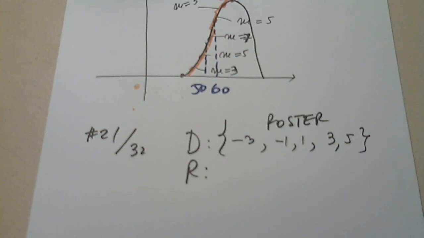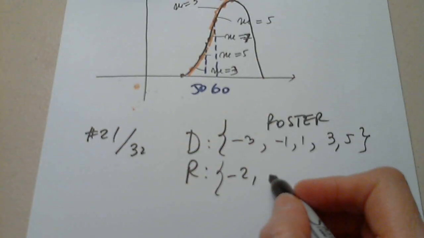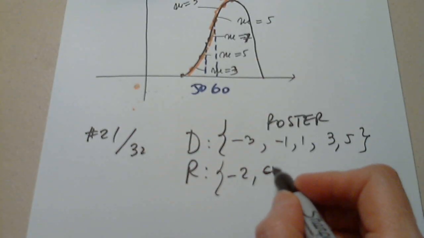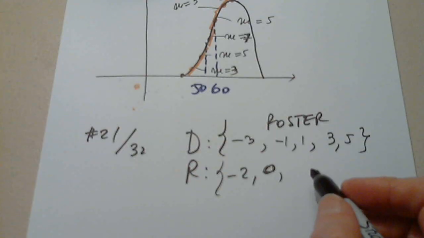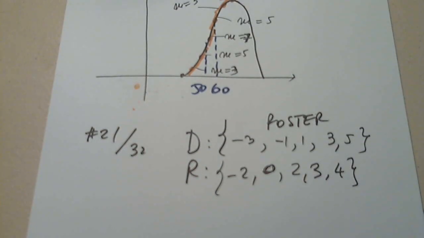Now the range, the same way. I cannot connect them. The points don't exist between the points. So -2, 0, 2, 3, 4. That's all I can write. These are the only y values: 0, 2, 3, and 4. And that's it. Okay, any questions on this?